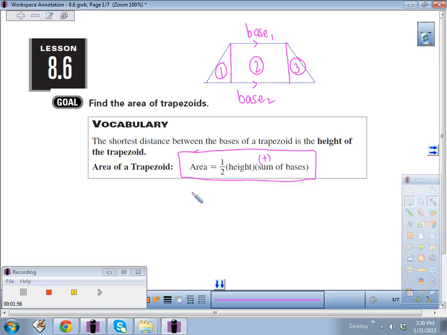Alright, so I will typically write the formula as 1/2 the height times the quantity base 1 plus base 2. This will be how I write it. You can also write it like height times base 1 plus base 2 divided by 2. Either way will give you the area. They're the same formula.